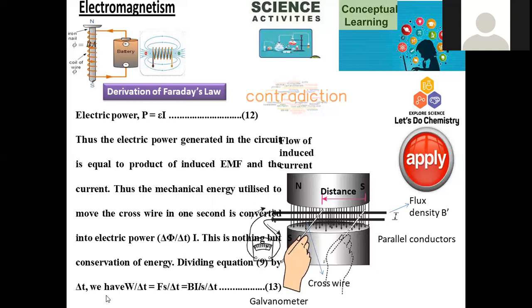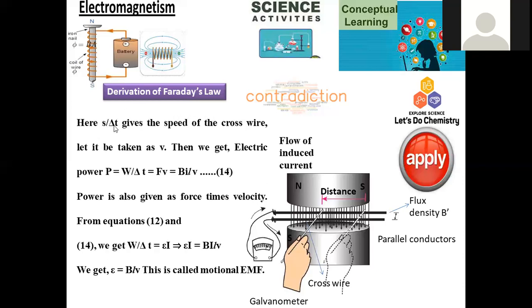Dividing the equation, this equation can be taken and divided with respect to delta T. So W by delta T is equal to F s by delta T. Already we know force is equal to flux density B, I the strength of the current, L the fixed length in between the two bar magnets, by delta T, right? So this is somewhat of an extended equation. W by delta T is equal to F s by delta T is equal to B I L s by delta T, right? Here, s by delta T gives the speed of the cross wire.